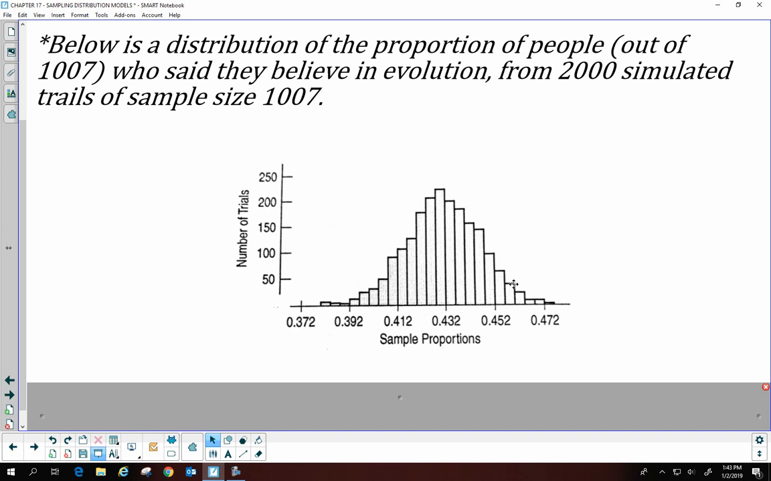So we don't have a distribution of one sample. What we have a distribution of is the proportion who said yes from 2,000 samples. We have a distribution of sample proportions, which is different than something we've talked about in the past. So again, we simulated 2,000 times, asking 1,007 people if they believe in evolution, and we took all those proportions and put them in a histogram, and this is what we came up with. You should notice, it's been a while, you should notice that this is approximately unimodal and symmetric, and that should spring to mind a normal model.